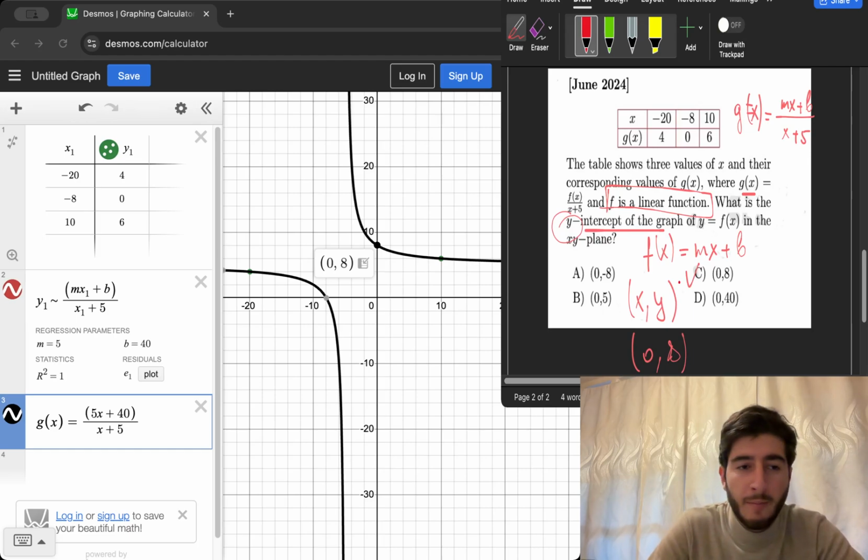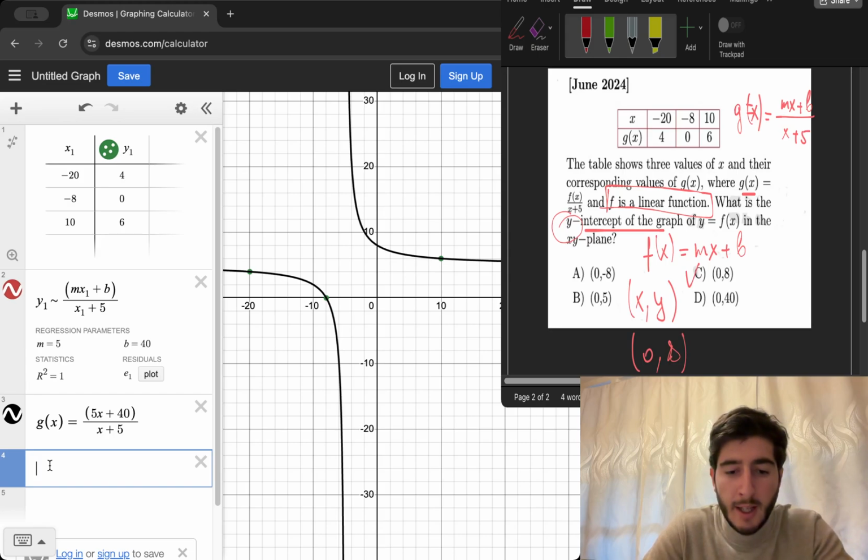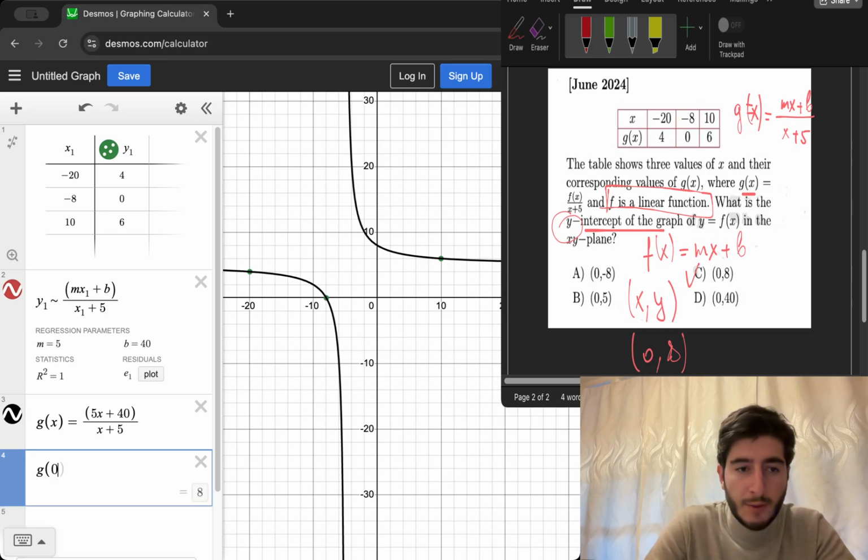And the second way: you can find the y-intercept of any function by writing 0 instead of x. So if you write g of 0, it gives us the y-intercept of the graph, which is 8. Both of them are acceptable for digital SAT math questions.